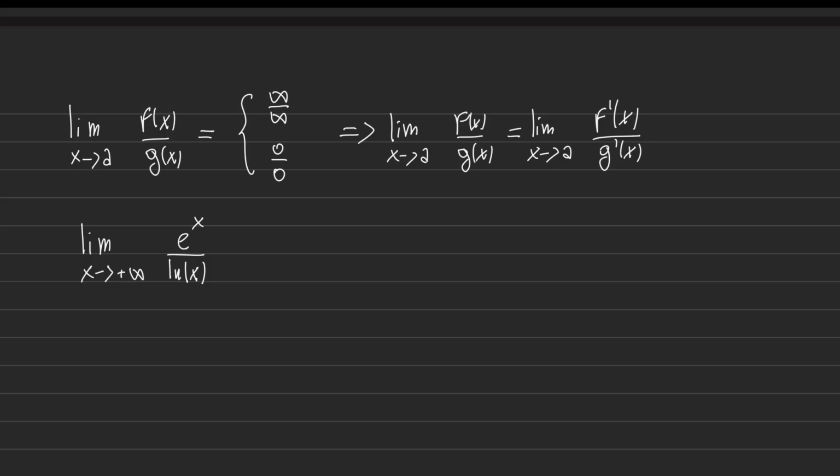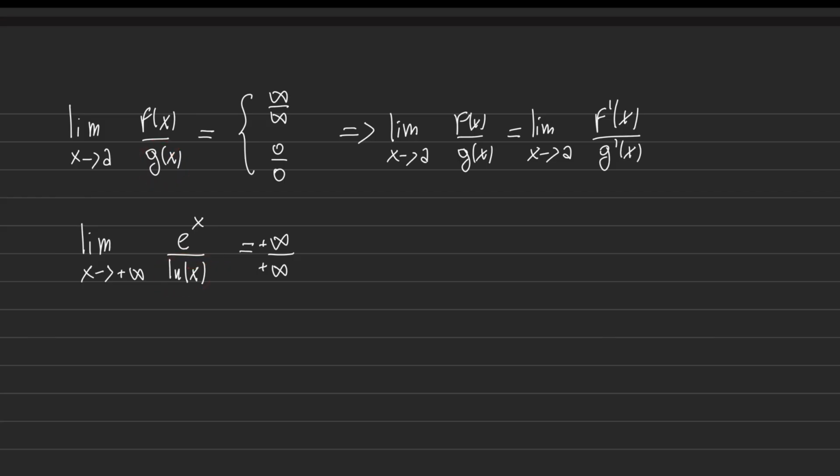As a second application of L'Hopital's rule, we are going to compute the limit as x goes to infinity of e to the x divided by the log of x. So, when x goes to infinity, e to the x goes to infinity, and the log of x goes to infinity too. Exactly, both of them go to plus infinity. Again, we are exactly in the L'Hopital's rule setting, but in this case the function f of x will be e to the x.